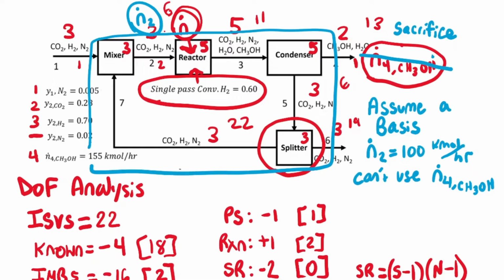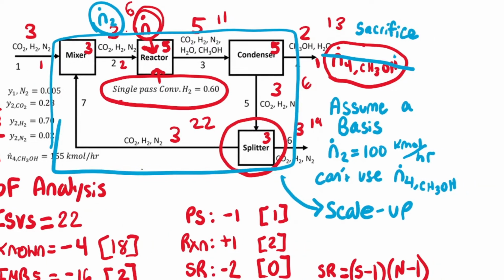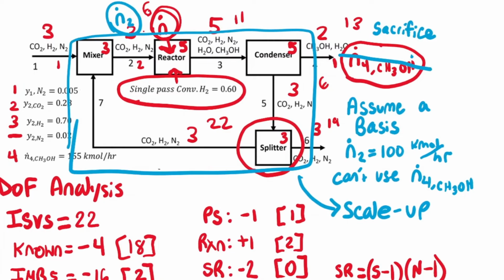However, once we solve for everything in the entire system, we're going to do a scale up, where we're going to then scale up to get the correct molar flow rate for methanol and the true molar flow rates for everything else. But for now, we won't worry about that. Let's just start on our reactor and use what we know. N2 dot is 100 kilomoles per hour for now.